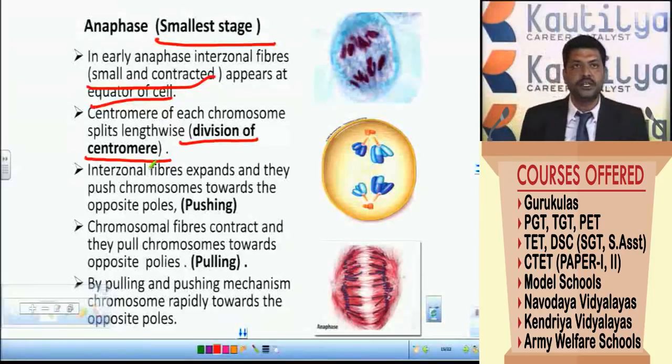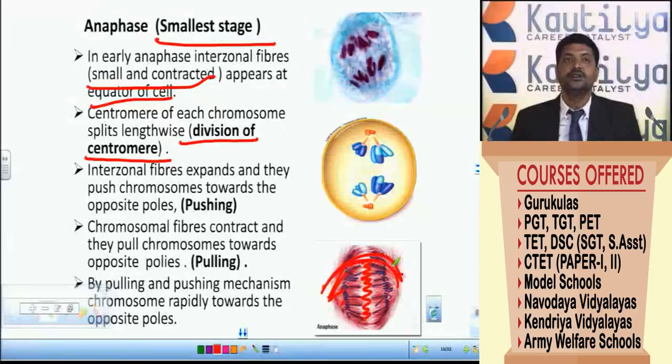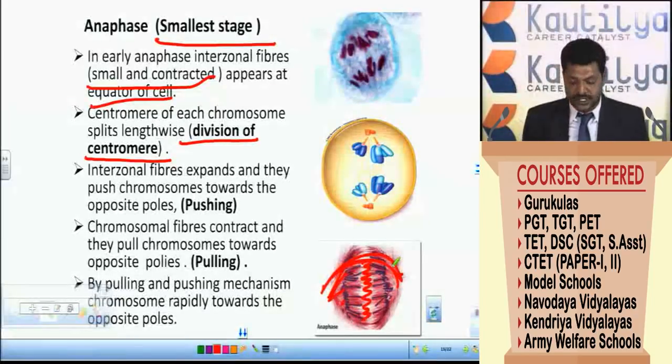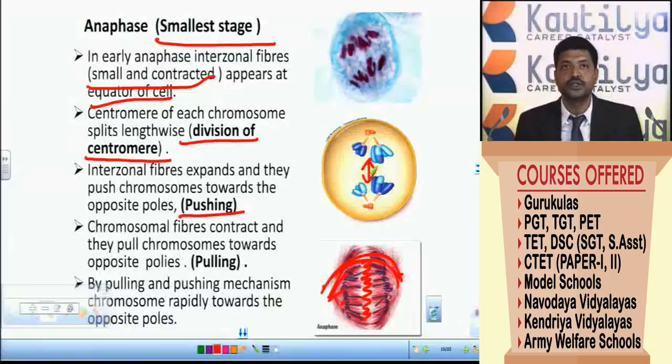Of course it is out of syllabus. Interzonal fibers expanded between, these are the interzonal fibers, this is chromosomal fibers, these are continuous fibers. So the interzonal fibers expand, they push the chromosomes towards the opposite side. This is called pushing, which means interzonal fibers push the chromosomes towards the poles.